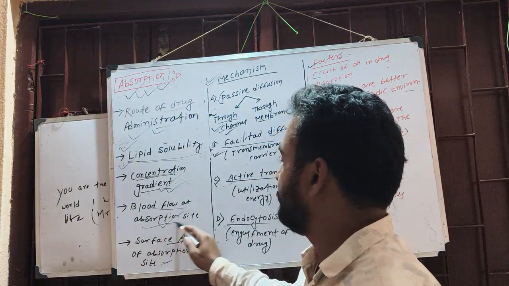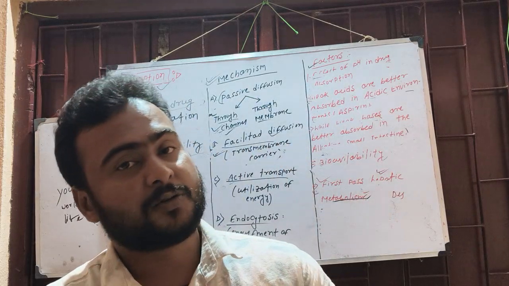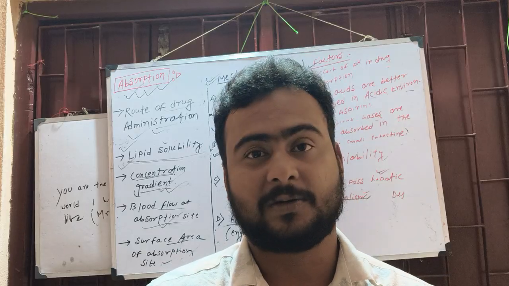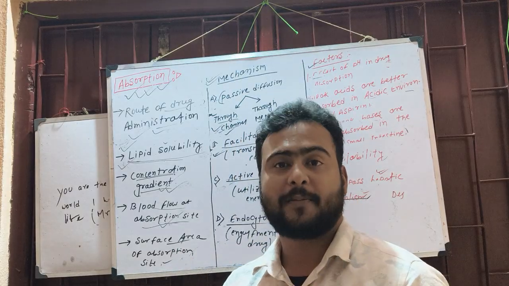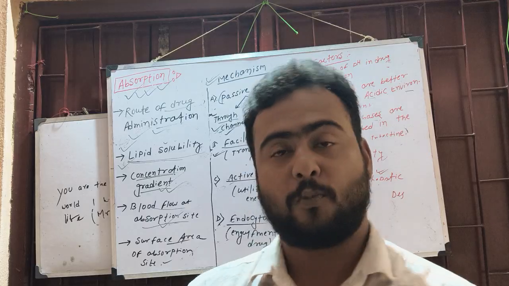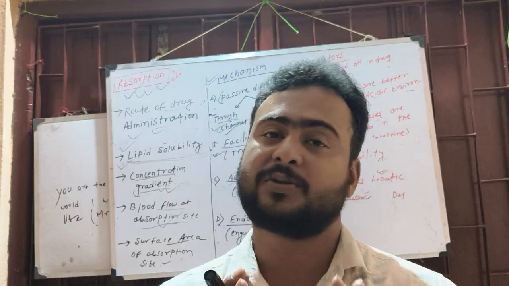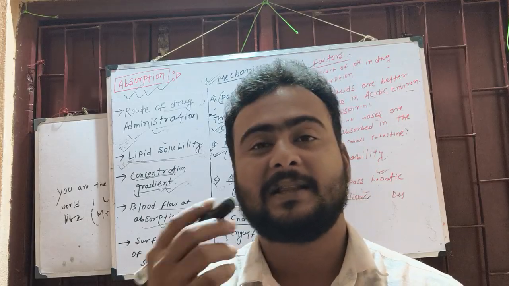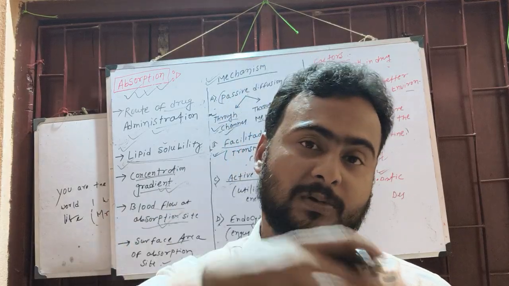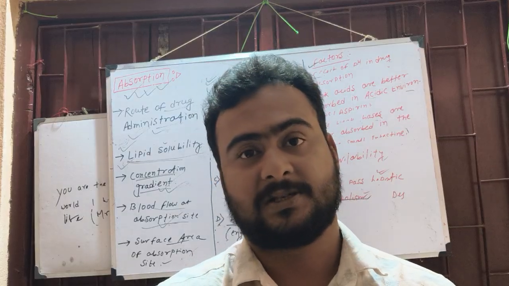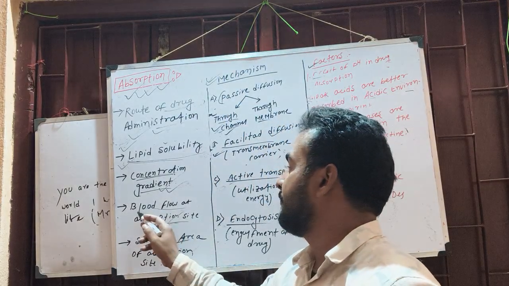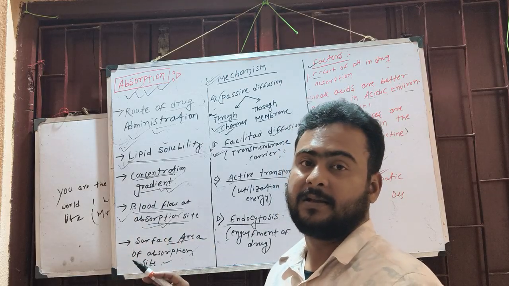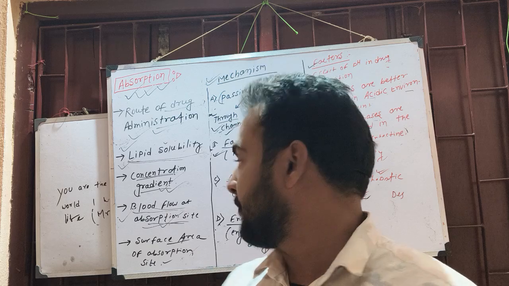Now the blood flow at the absorption site. Our main objective is for the drug to reach the systemic circulation from the site of administration. Almost 90% of absorption occurs in the small intestine. If there is no blood flow, the drug won't get inside the systemic circulation, right? So blood flow at the absorption site is essential. The blood flow should be enough, right?